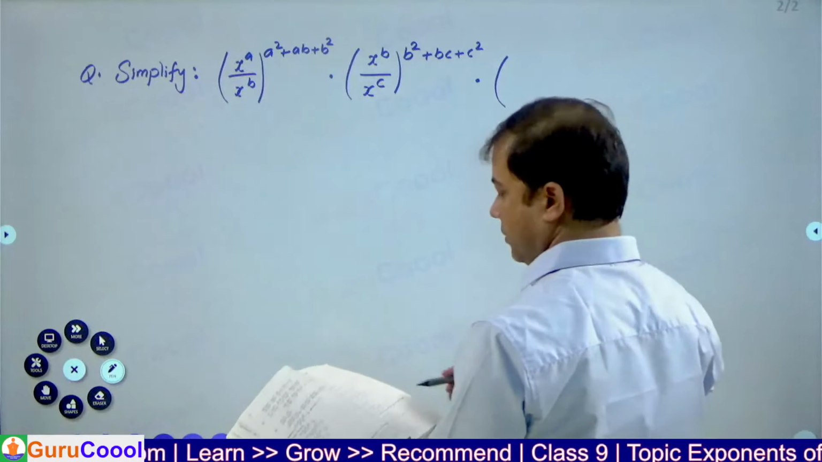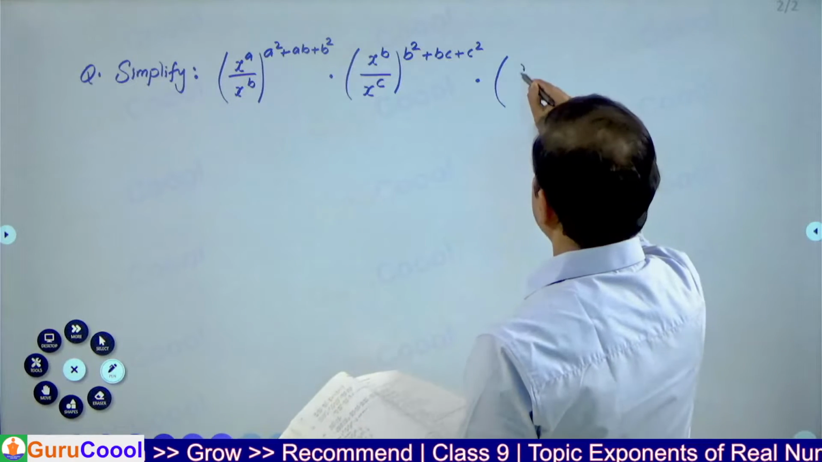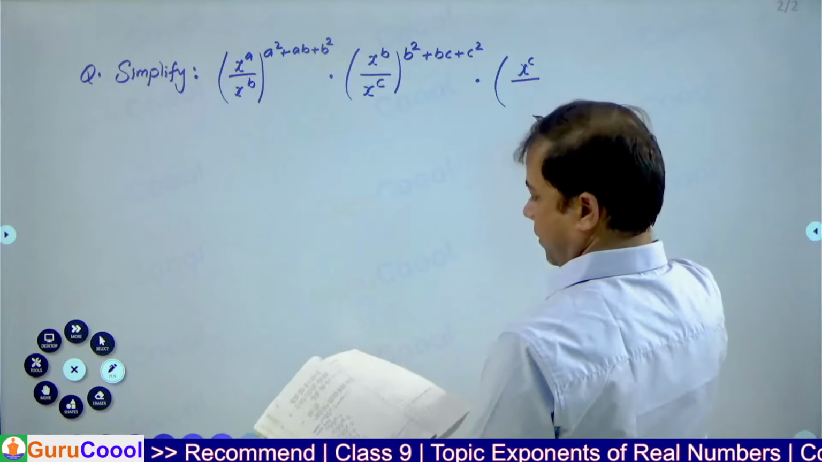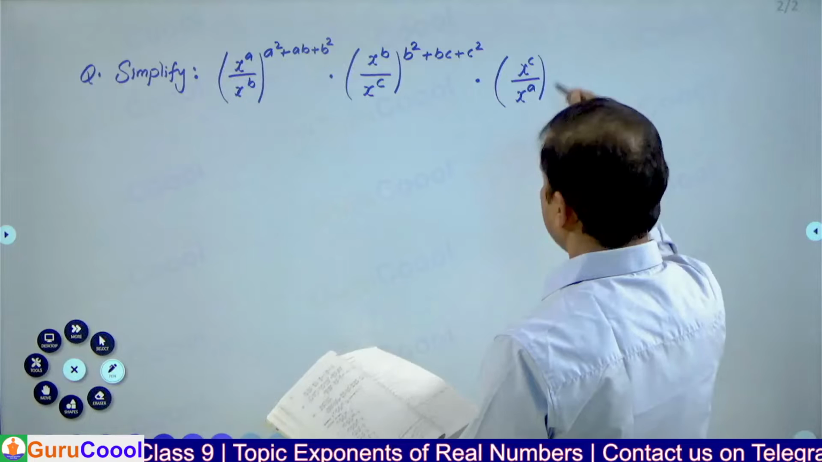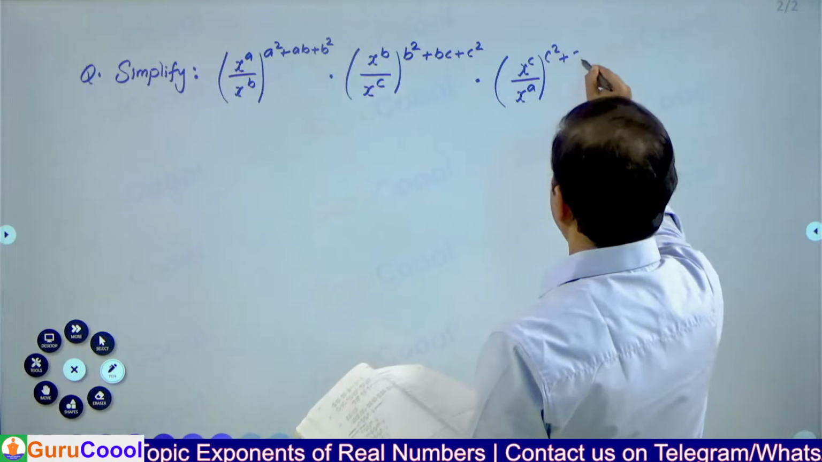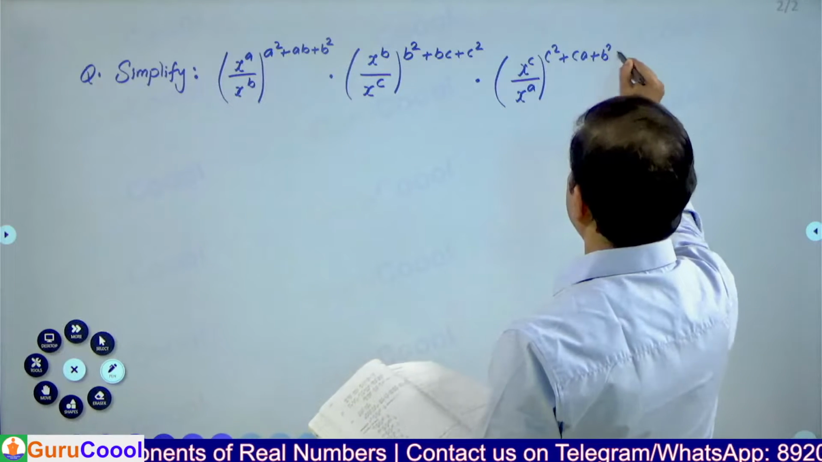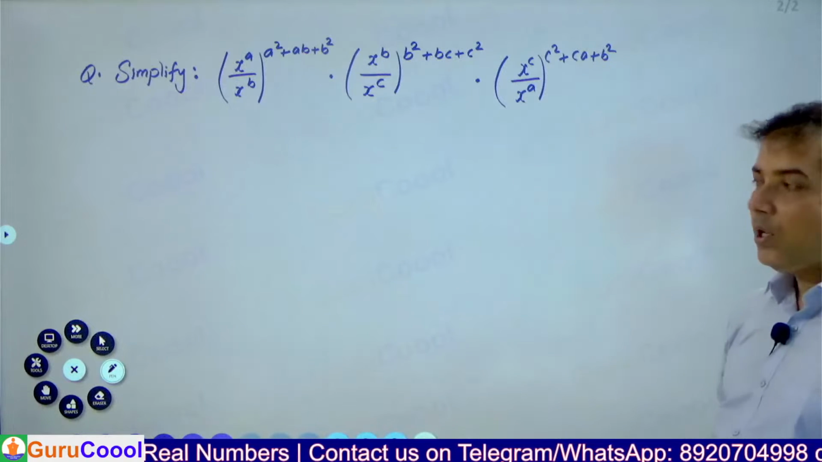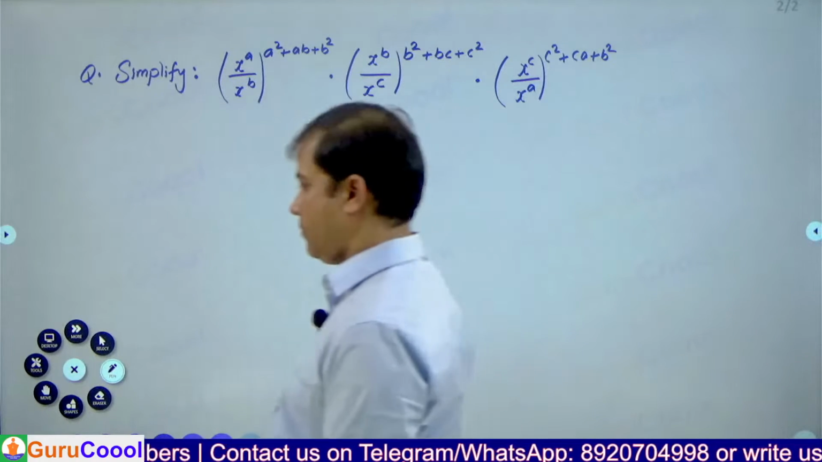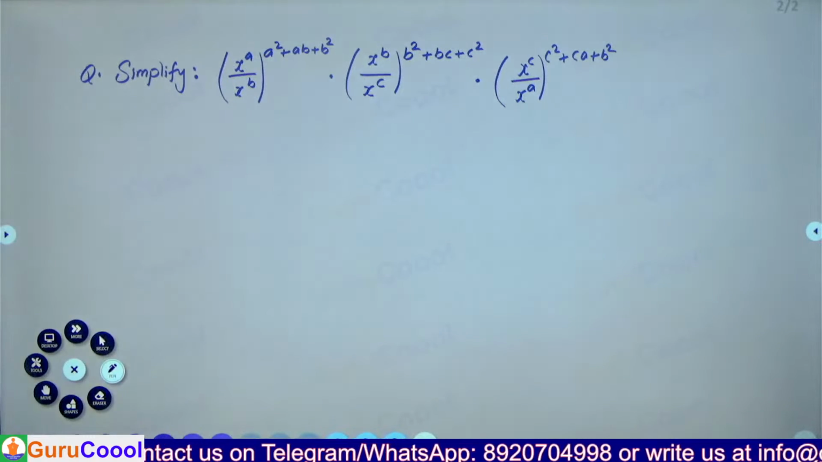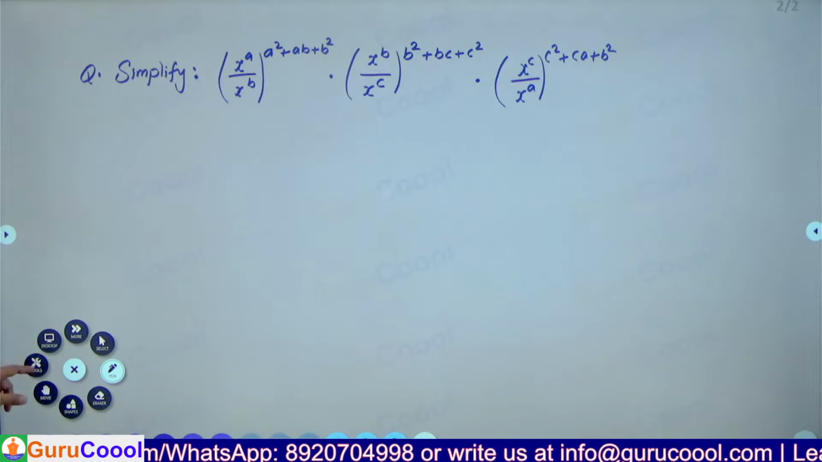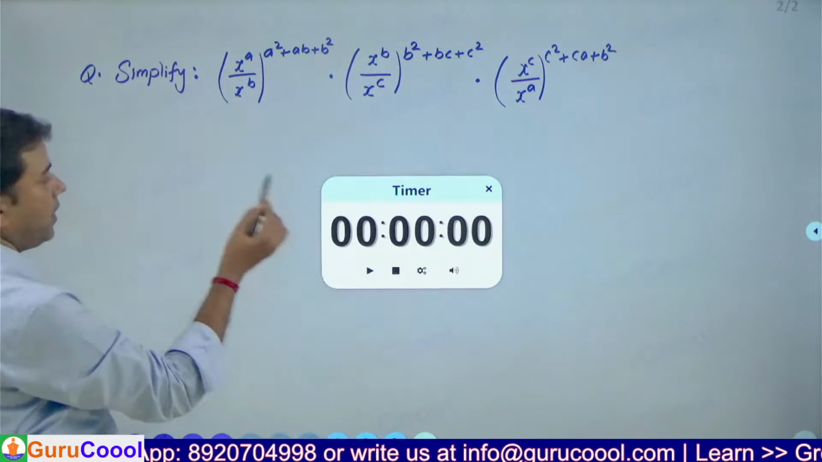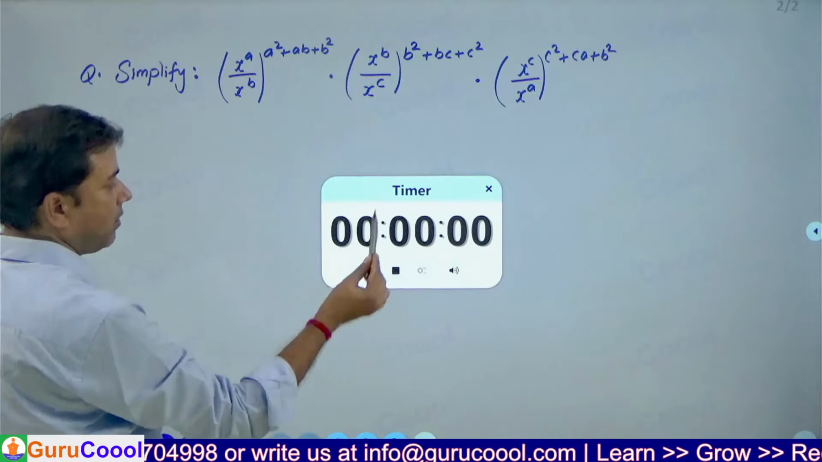And then the third factor is x raised to the power c upon x raised to the power a, and whole power is c square plus ca plus a square. You have to simplify. I hope you have noted the question. So now you can start and submit the work within 3 minutes.